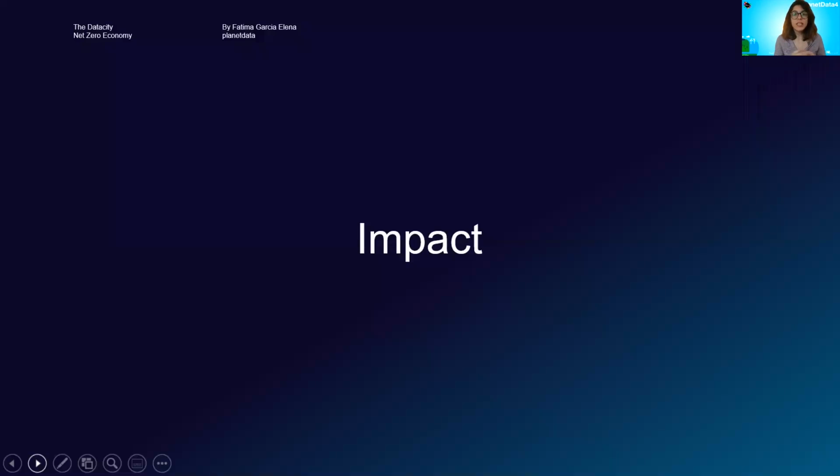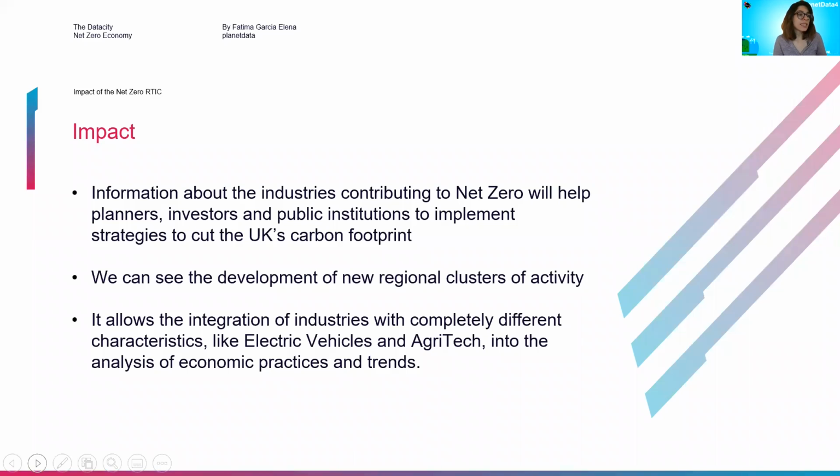And to finish with, I just want to talk a little bit about the impact of this data. Basically, this information is helping planners, investors, and public institutions to implement the strategies to cut the UK's carbon footprint. If these planners and public institutions know what the capabilities of the UK market are with regards to net zero, then they will be able to implement the strategies that fit the capabilities of the UK at the moment.